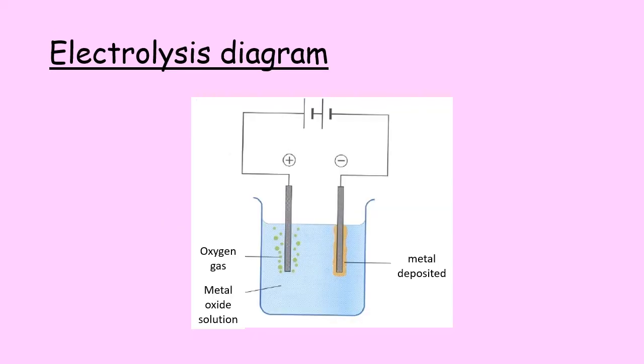Now, what happens is usually you need to melt the metal oxide or dissolve it somehow. And then when you apply electricity to it, you will use two electrodes. At one electrode you will get oxygen gas being produced, and at the other electrode you will see the metal being formed. So this is a simplified diagram. In industry, the process looks a bit more complicated.